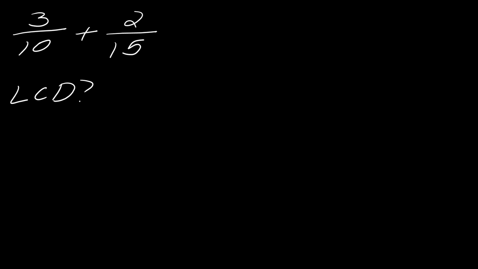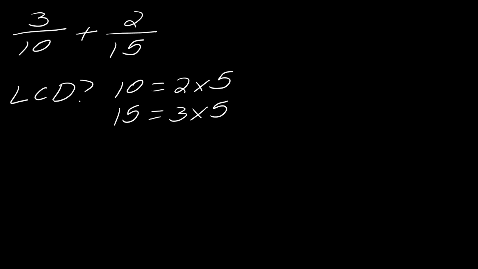So in this case, what divides both 10 and 15? It would be 5. So 10 is 2 times 5. 15 is 3 times 5. So they both have this 5 in common. So my LCD is going to be that 5 that they have in common times 2 times 3. And I know that that equals 30.